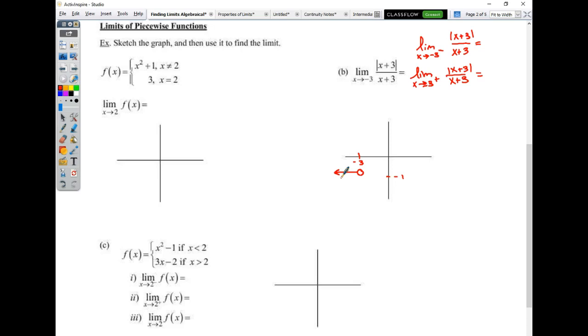Now, if I approach the limit from the right, what's the number that's to the right of negative 3? Negative 2? Sure. Negative 2 plus 3? 1. And the top has to be positive. So this is going to give us a limit of 1. And of course, again, we've already said this is always going to give us 1 except for, like Alyssa said, at negative 3. So this is always going to be a value of 1. What do we know about this limit?